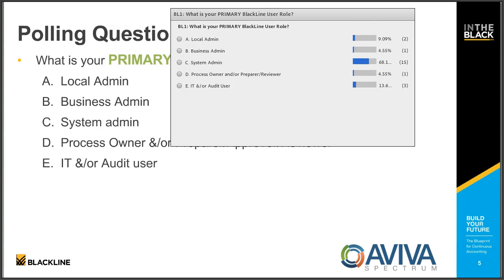It looks like a lot of you are in the bucket of system, business, and admin roles. So 62% are system, 4% are business, and 12% are local admin roles, and then the rest of you make up the preparers, reviewers, auditors, or IT and other folks. Which is good, because we're going to go slide by slide based on each of these admin roles, some of the best practices we've seen, and then some tips and tricks for those in the IT audit role and some process owners as well.